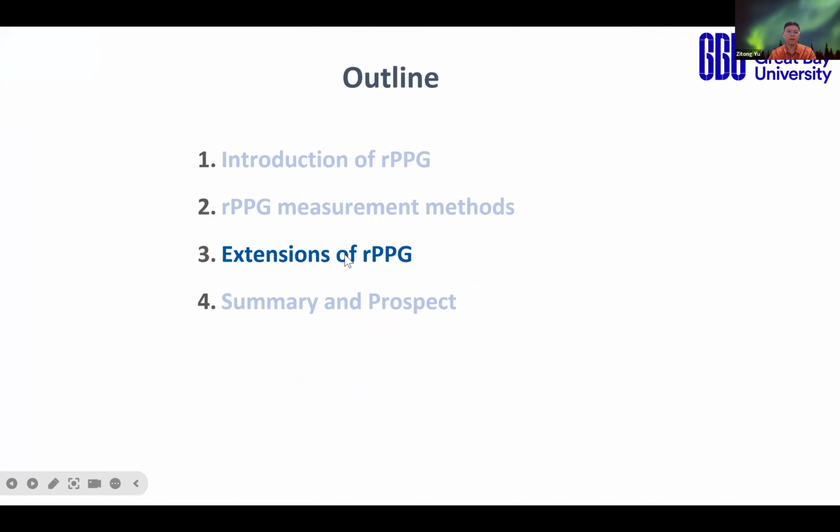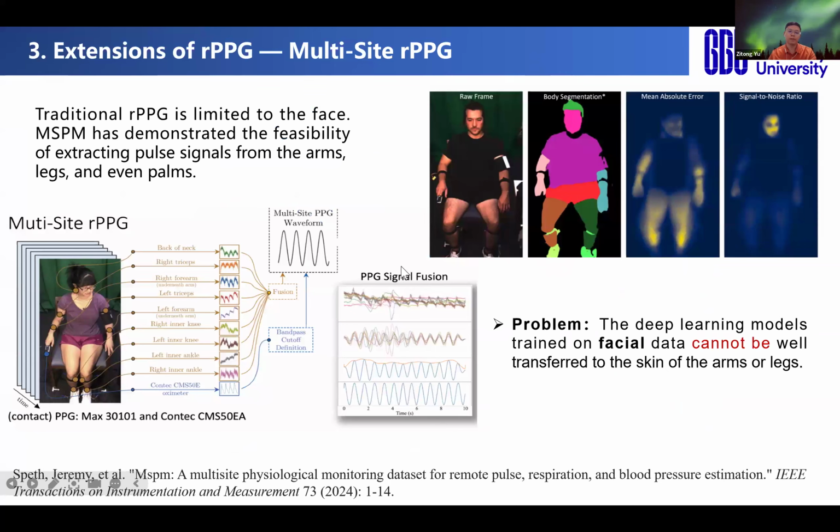And after the classical methods introduction, we quickly introduce some extensions of rPPG methods. Besides the face region, some research also extends to the whole body region, for example the hand and the leg. They find that there are transmission time delays from different regions. So it's hard to train on facial data and transfer well into other skin regions.